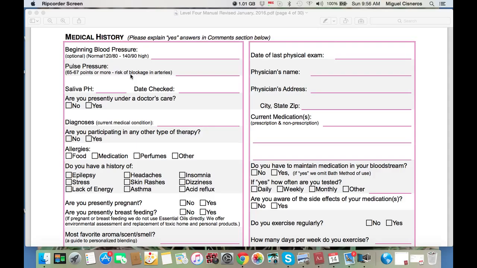Do you have a history of epilepsy, stress? Now, if they have a history of epilepsy, then I will omit using rosemary. Rosemary essential oil in the literature has been connected with the ability to trigger an epilepsy attack, so I will omit rosemary. And that's why we have it here. They have a history of stress. Who hasn't? A lack of energy, headaches. These are things that we can take care of with an essential oil.